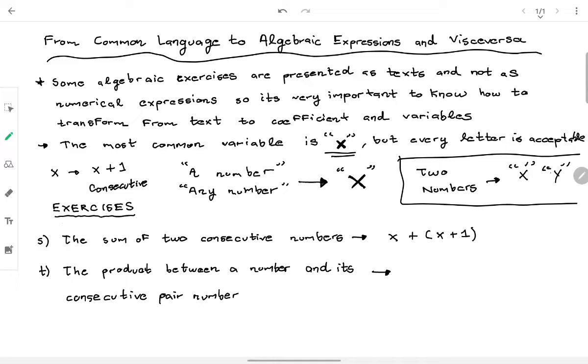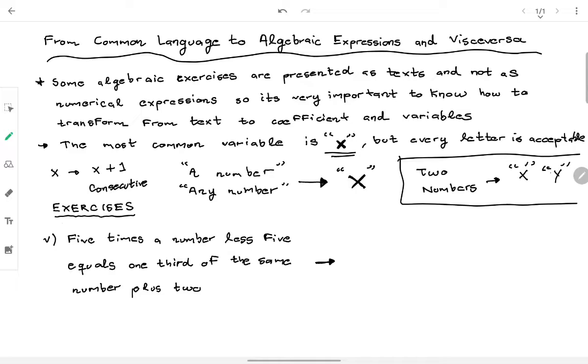In the next one, it says the product between a number and its consecutive pair number. To obtain the next pair number, we always need to add 2. So x, its consecutive pair number, will be x plus 2. So in this case, we will have the product between a number x and its consecutive pair number, so it will be x multiplied by x plus 2. Let's see some other examples.